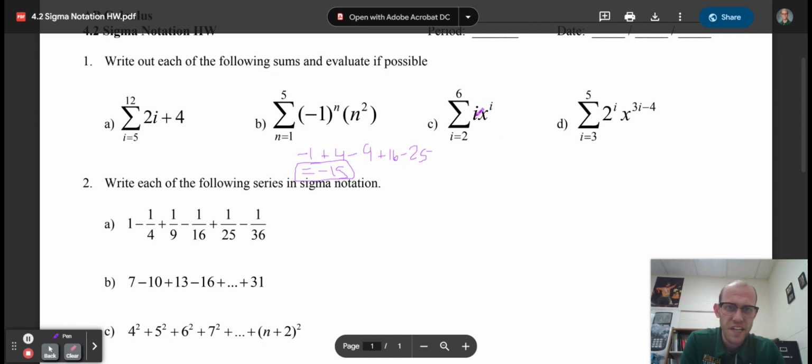Notice in these, you have an x. That's a variable. That's not going to be changed by the 2. Only the I is going to be changed. Same thing here. Only the I is going to be changed. So these two are not going to be able to be evaluated, but you will write them out. And if you can condense them by factoring out something, you can do that too.